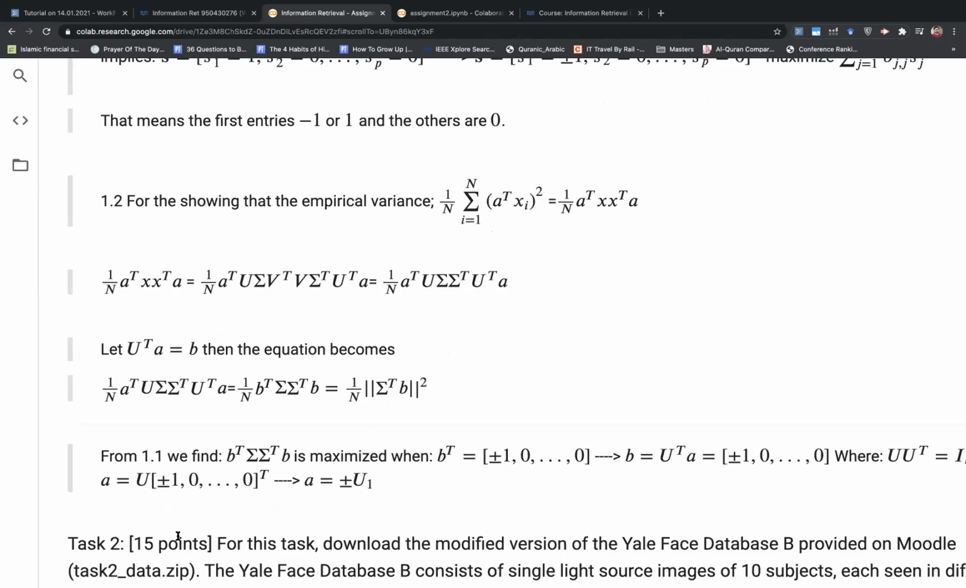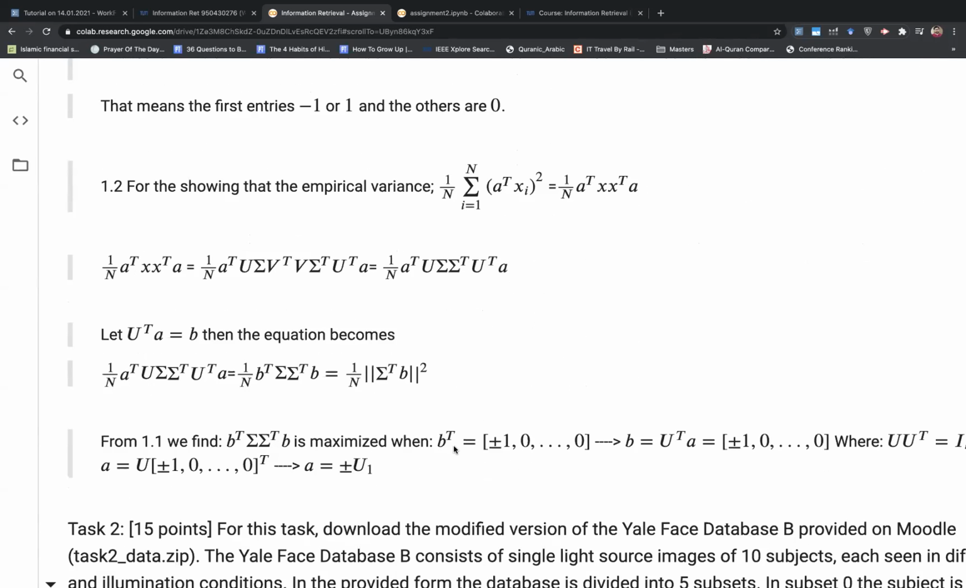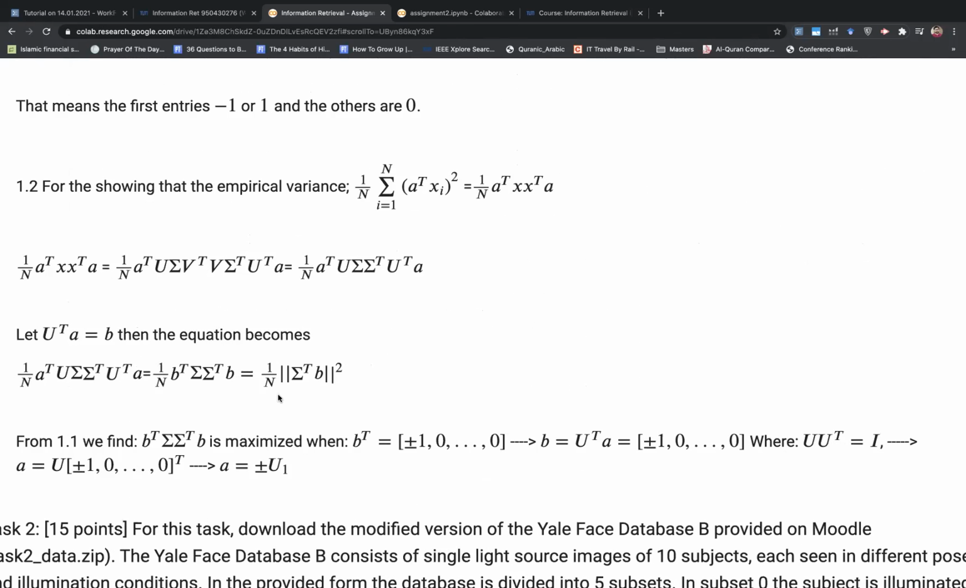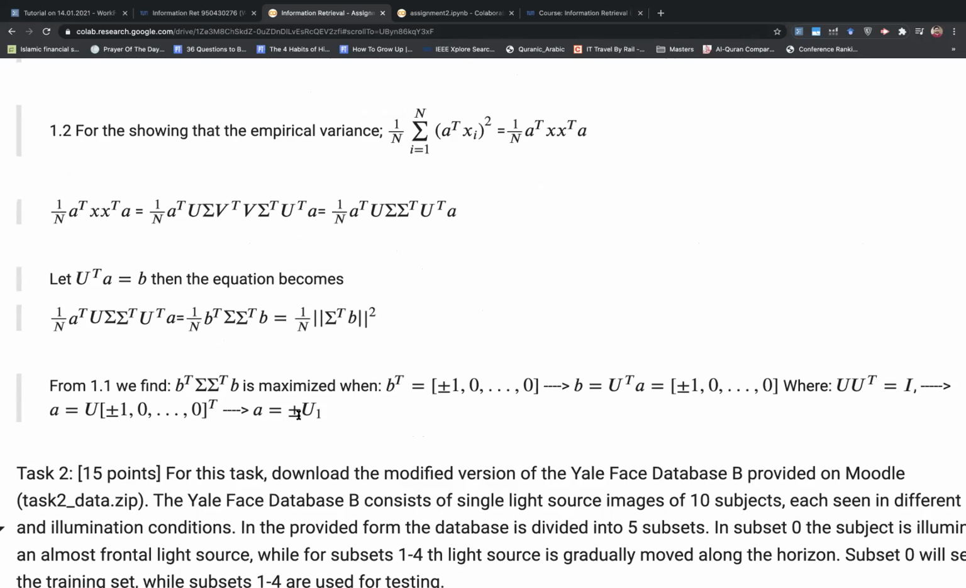All right. From 1, I mean from part 1, we found that B transpose B is maximized when B transpose is plus minus 1 and all the other entries are 0. So B is equal to U transpose A, and U transpose U is identity. So it also implies that A should be U1 plus minus, the first column of the U matrix. So this pretty much shows it.